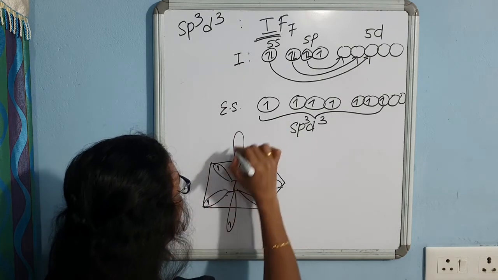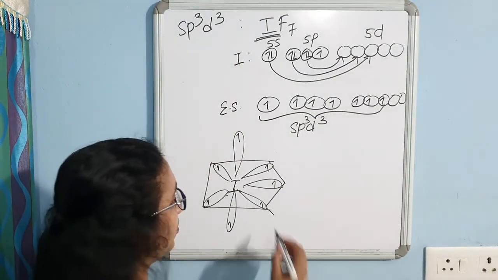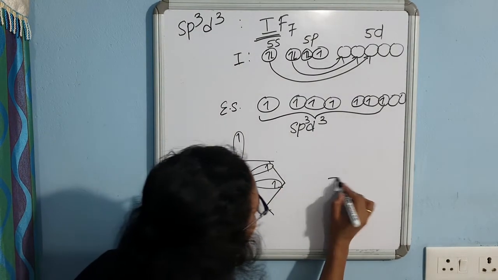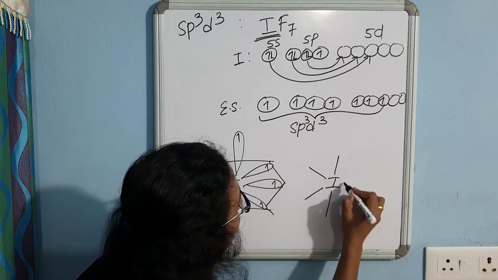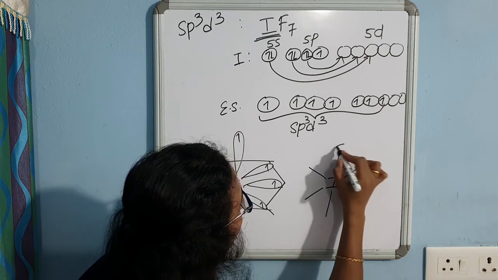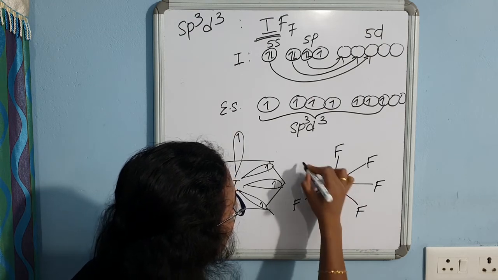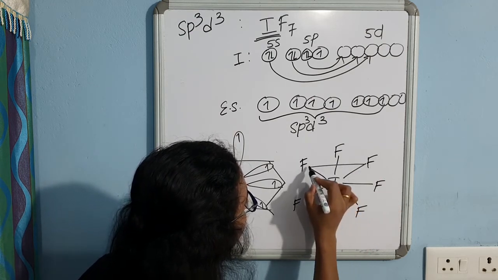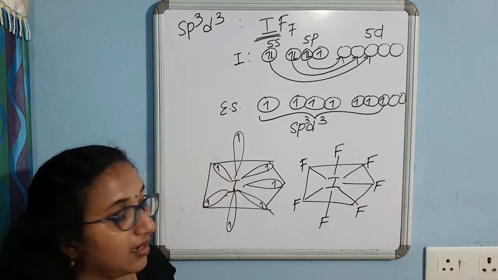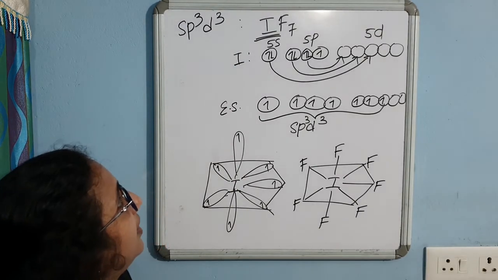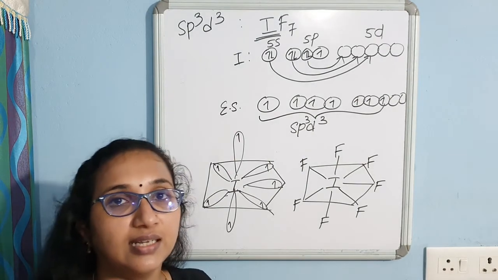Now each of these hybrid orbitals gets overlapped with the 2pz orbital of 7 fluorine atoms, and thereby we get the IF7 molecule with pentagonal bipyramidal geometry. So this is the geometry for IF7, a pentagonal bipyramidal geometry. So that is about sp3d3 hybridization. We have taken an interhalogen compound IF7 as the typical example.